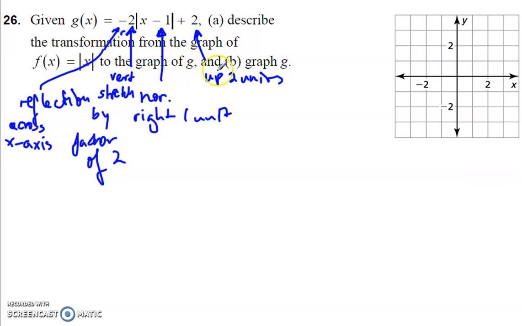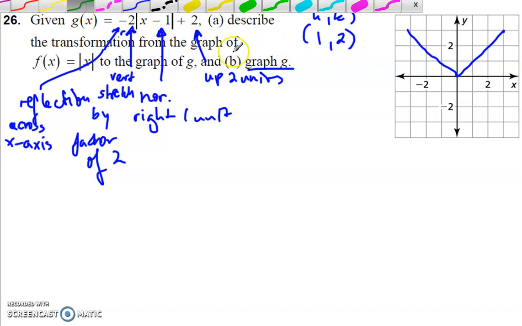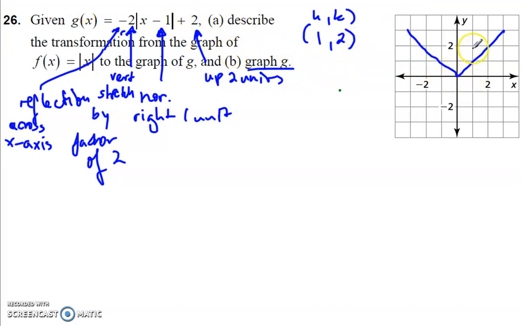Now it says to graph g. The parent function is the absolute value of x. Notice that this is written in vertex form. So we have h and k, and h and k are 1 and 2. That is our vertex, h and k. So at 1 and 2, different color here, 1 right, up 2.